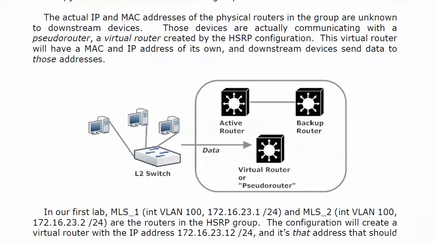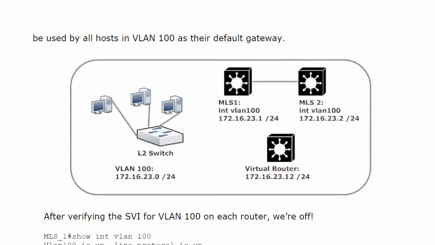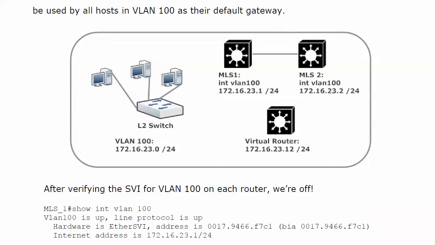In our first lab, we're going to have multilayer switch 1, which has an interface VLAN 100 with an IP address of 172.16.23.1, and multilayer switch 2, which also has an interface VLAN 100, address 172.16.23.2. Those are the two routers we're putting in the HSRP group. We're going to create a virtual router with this configuration with the IP address 172.16.23.12/24, and it's that address that will be used by all the hosts in VLAN 100 as the default gateway. So here's a diagram showing you those addresses, and let's go ahead and get started. Let's bring the live equipment up.